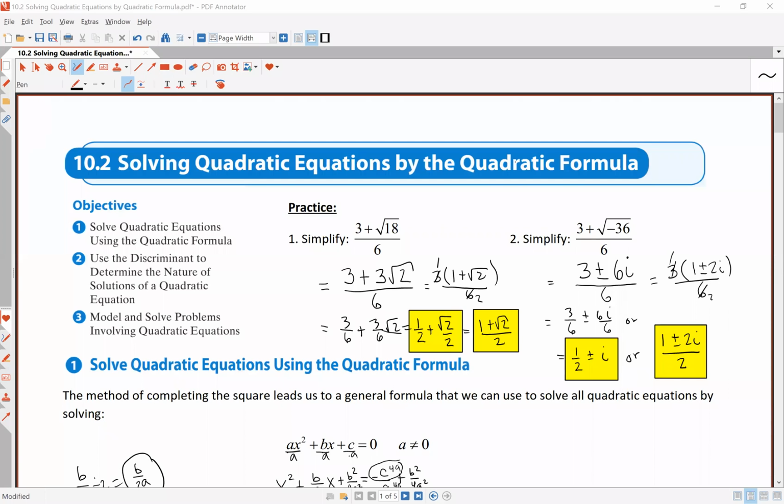This video covers section 10.2, solving quadratic equations by the quadratic formula. Objective 2: use the discriminant to determine the nature of solutions of a quadratic equation.